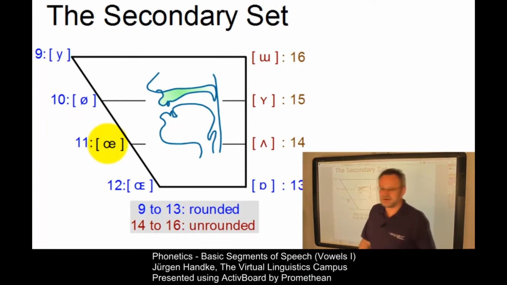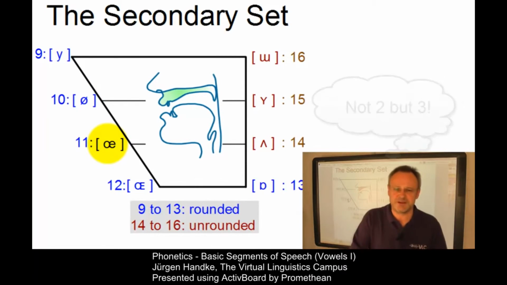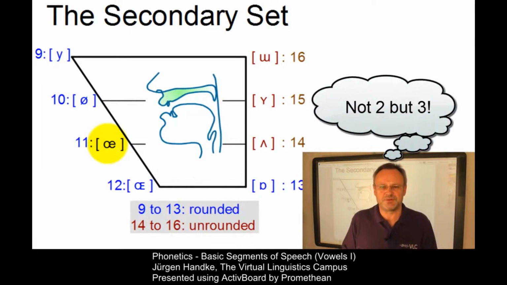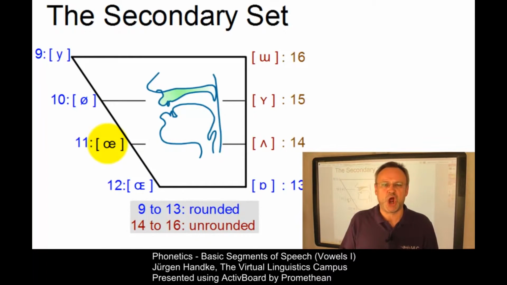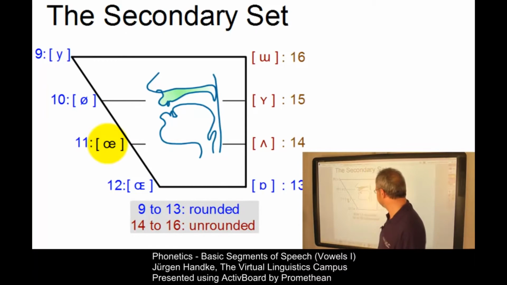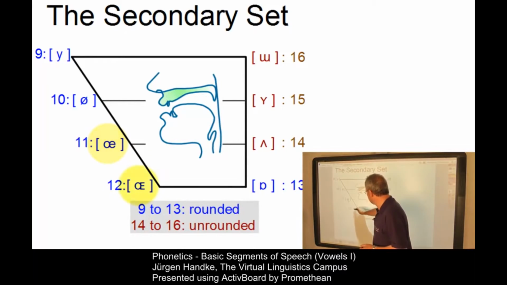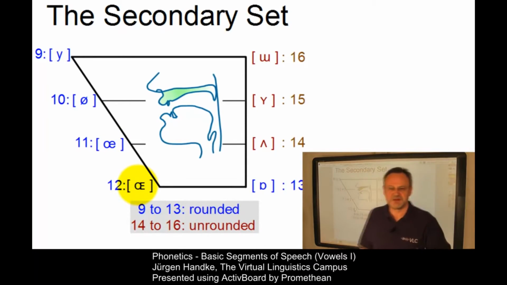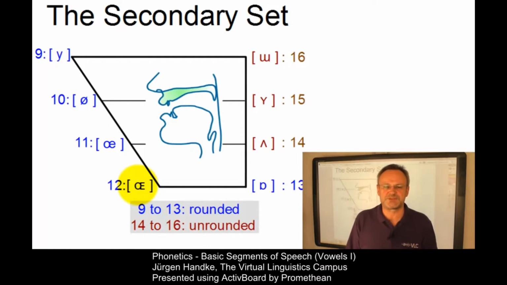Here is cardinal number 11, and again I first produce cardinal number 2, that is with spread lips. And I've rounded my lips to get cardinal number 11. Cardinal vowel number 12, again, let's first of all produce cardinal 4, and then I will round my lips. Number 4 is A, and A with rounded lips.